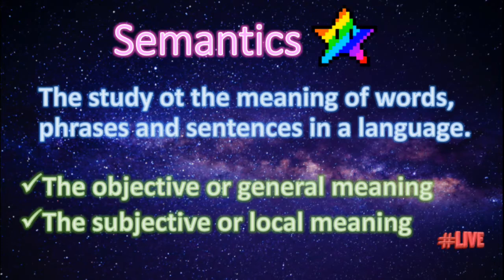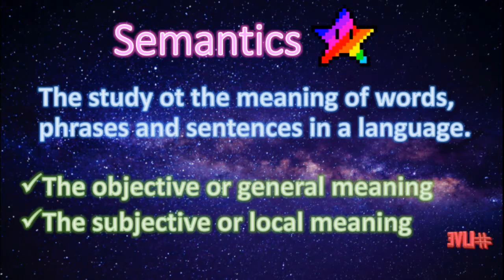It also analyzes what a sentence conventionally means, taking into account the elements that compose it rather than what an individual speaker wants to express in a certain moment when saying that sentence. Knowing this, we can say that there are two kinds of meaning: the objective or general meaning that stands for what a sentence originally means.